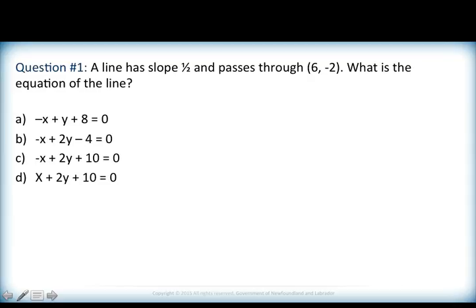So as you can see, all the responses are in general form. Therefore, we'll either have to start off with slope-intercept form or slope-point form in order to achieve one of those results. So we're going to start off with the y-intercept form or slope-intercept form. So we have y equals 1/2 x plus b. And as you can see, the point (6, -2) is our x and our y point. We're going to substitute that in for our y and our x, and we're going to solve for b, or the y-intercept.